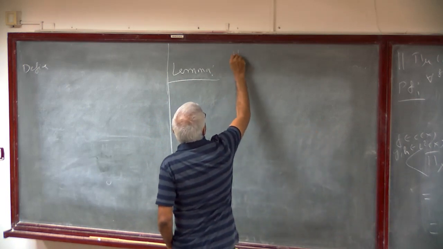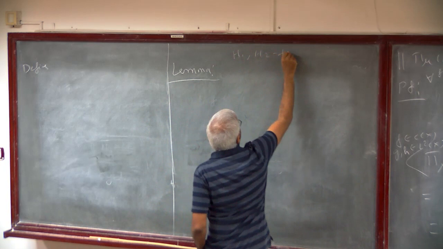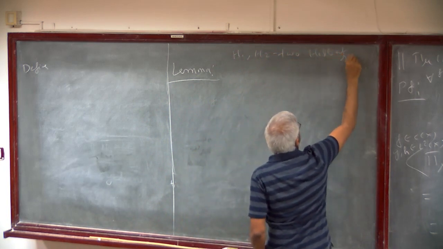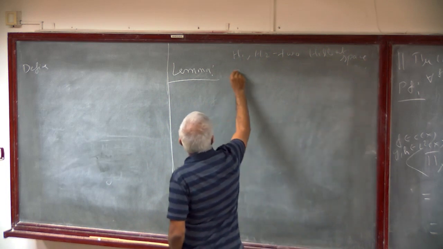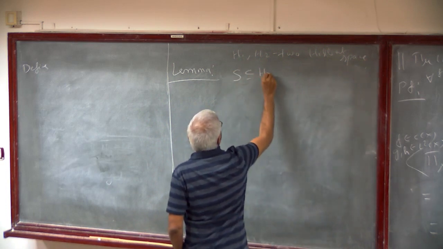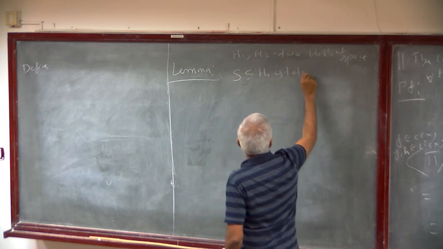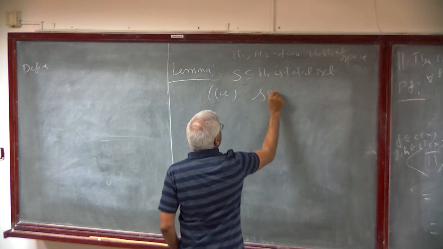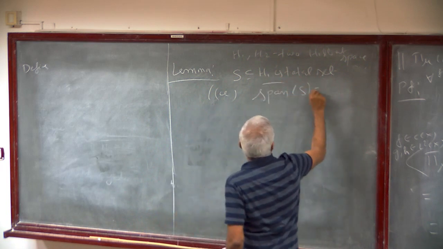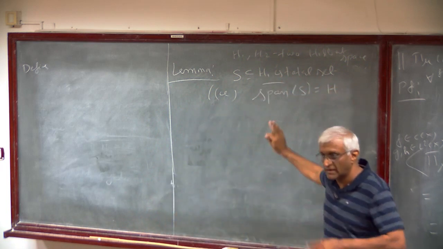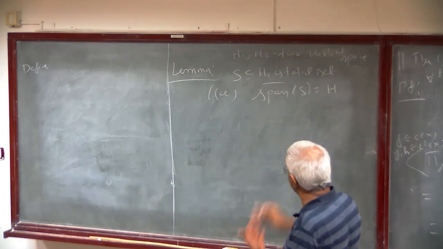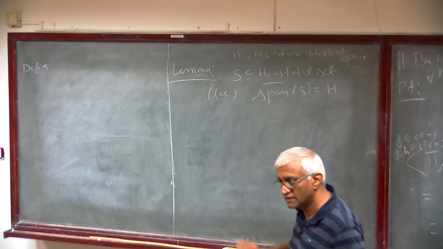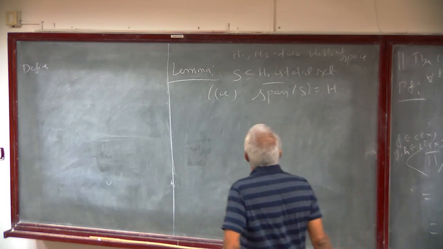So we have two Hilbert spaces, H1 and H2, and S contained in H1, a total set. I'll tell you what it means. Total set means we take the span, and the closure of the span of S is equal to H. Dense set means the closure is H. Total means you take the span and then take the closure. That is a total set.